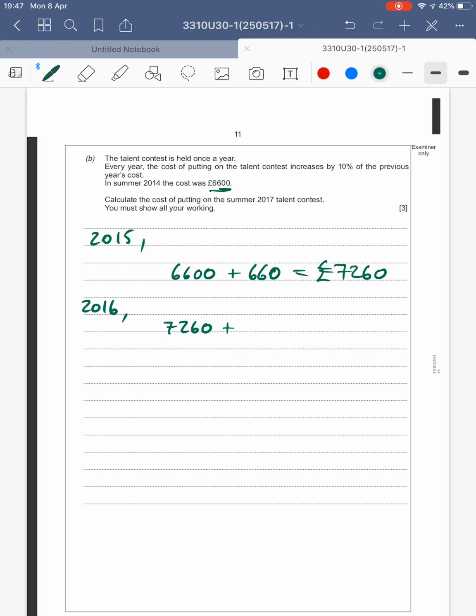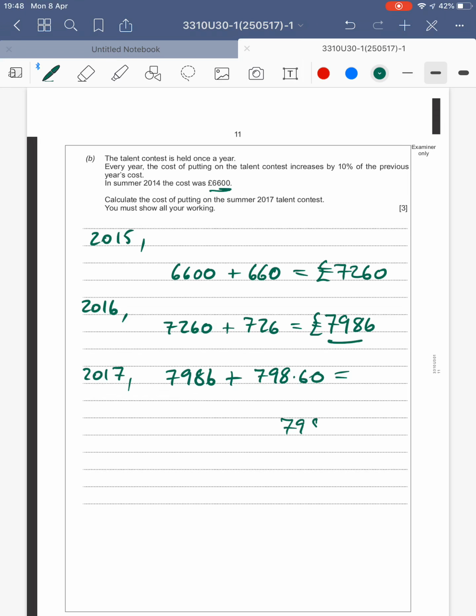7,260 plus 10% of the new amount, which is 726, and that comes to 7,986. And then we're going to work out the cost in 2017, so that's going to be 7,986 plus 10% of the new amount, which is going to be 798.6, in terms of money would be 60, and then we just need to add those together.